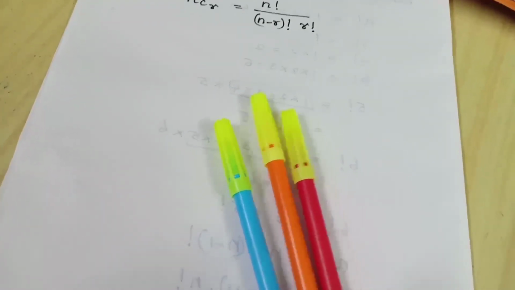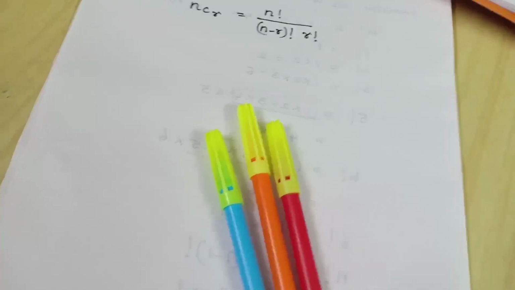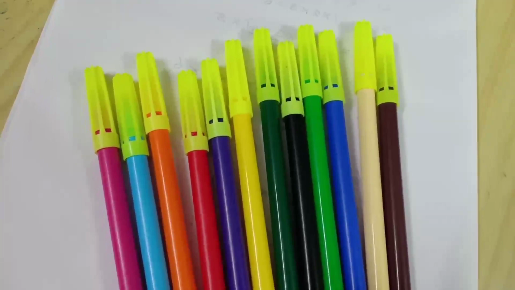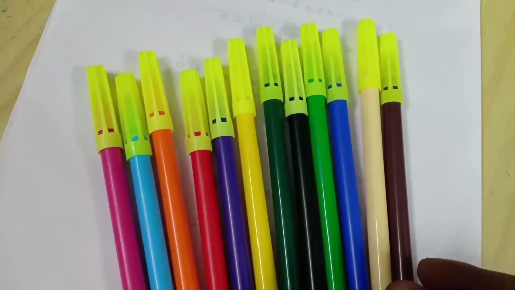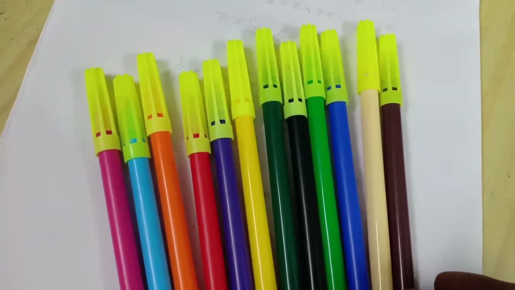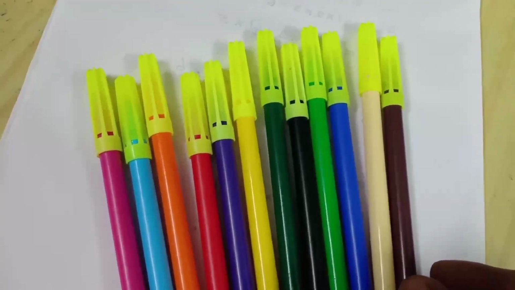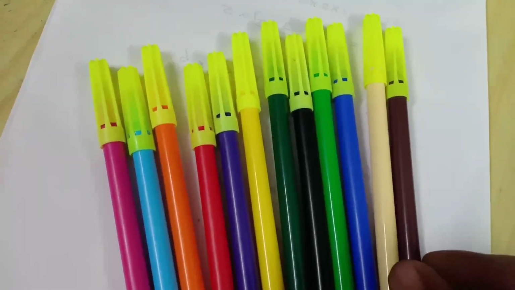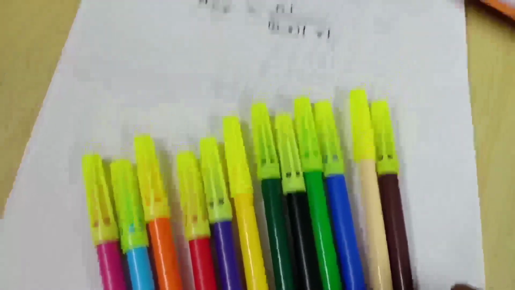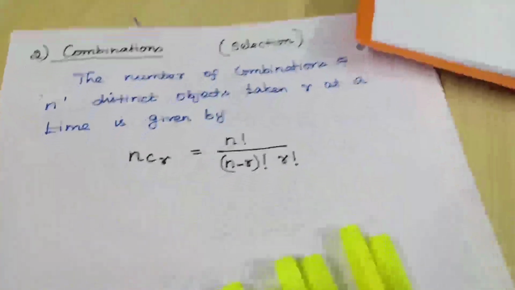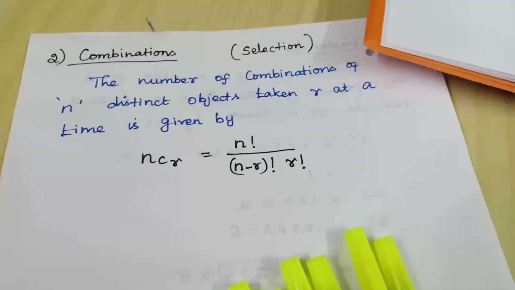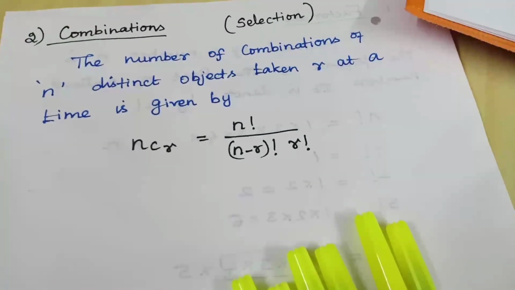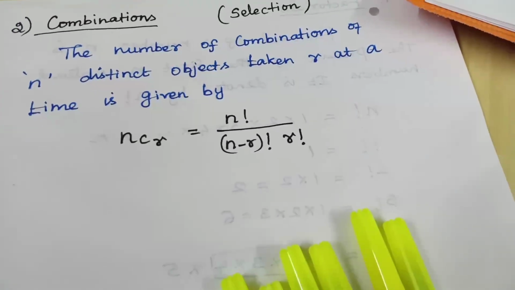So here I have just three sketches. Here the number of sketches is 12, and from these I am going to select two sketches. For selection it will take so much time, right? So for that selection we can use the formula, that is nCr equal to n factorial divided by n minus r factorial into r factorial.